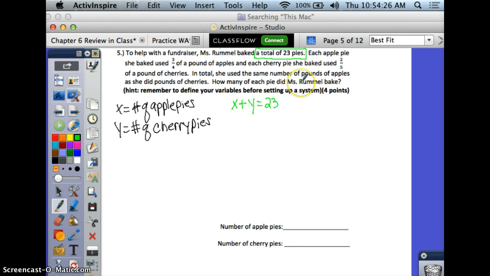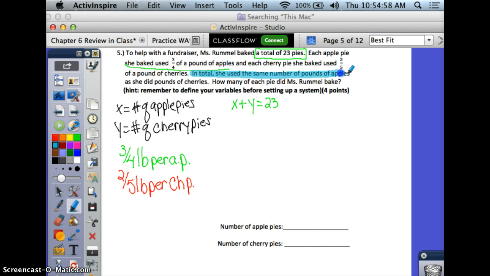Now some other clues that are in here. Each apple pie was 3/4 pounds of apples. So 3/4 pounds per apple pie. Then we know for each cherry pie, it was 2/5 pounds per cherry pie. This last sentence is a really big clue. It tells us in total, she used the same number of pounds of apples as she did cherries.